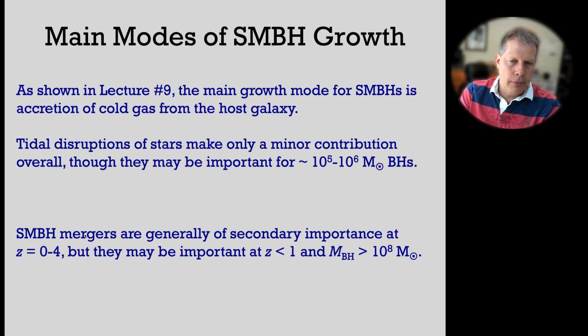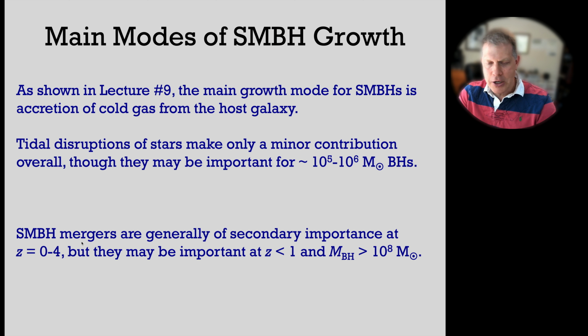Furthermore, modeling efforts also indicate that supermassive black hole mergers, which of course are very interesting from a physical perspective, very interesting from the perspective of the generation of gravitational waves, also seem to be generally of secondary importance compared to the accretion for black hole growth, at least at redshifts of 0 to 4. Although in that redshift range, they may be important at redshifts of less than 1 for very massive black holes. They may be important there, but in general, supermassive black hole mergers are secondary compared to the cold gas accretion.